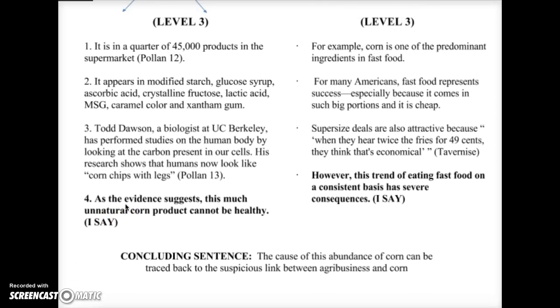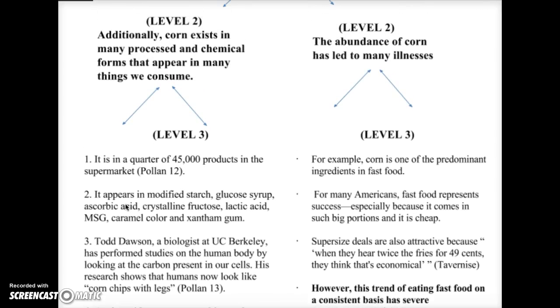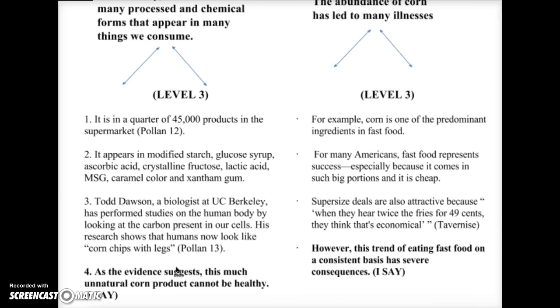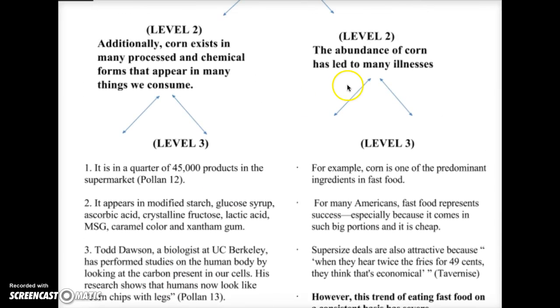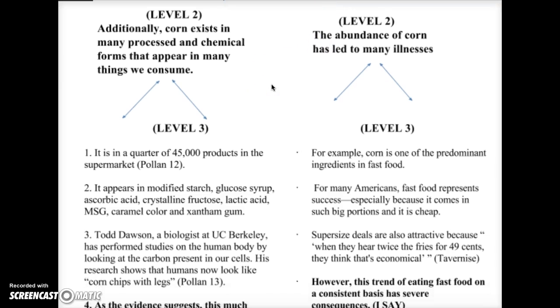So now let's look at the second level 2. I've talked about how corn is in processed forms, I've given specific evidence, and I've explained the evidence, and then I go back to a level 2 sentence. I'm bringing up a new idea. So I would say, additionally, the abundance of corn has led to many illnesses.